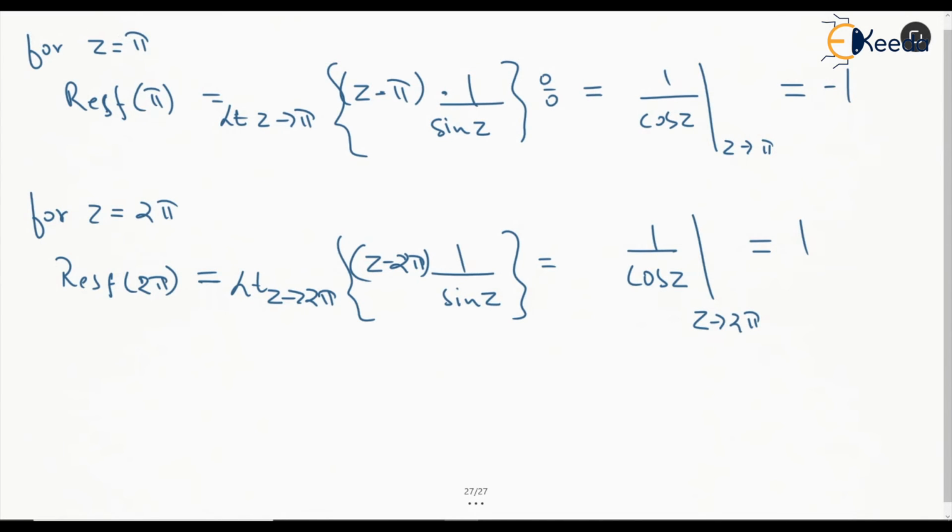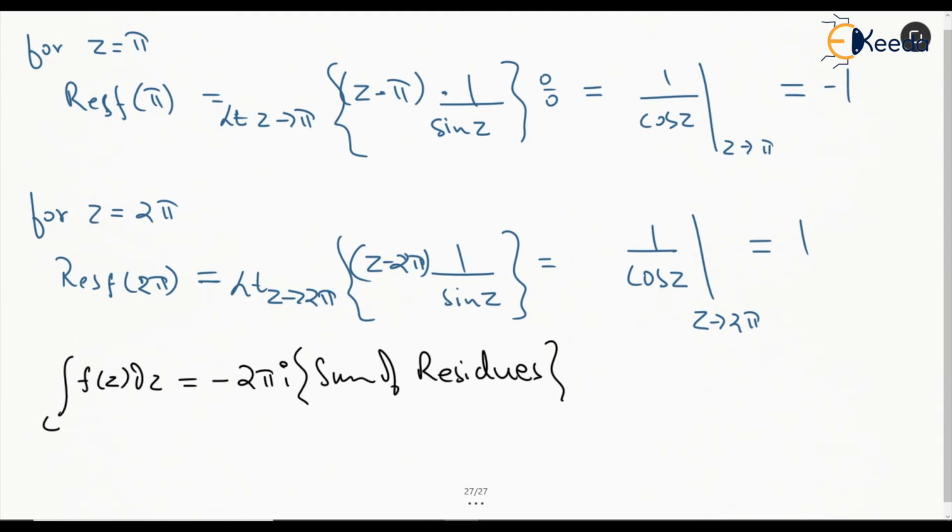So the integration of f of z dz will be minus 2 pi I sum of the residues. Sum of the residues which lie within the contour. Obviously I'm writing the sum of the residues because all three are lying within it. Minus because the contour is in clockwise direction, so this is minus 2 pi I. The values we have found are, first one was 1, then minus 1, then again 1, so this will be directly minus 2 pi I. This will be the answer.